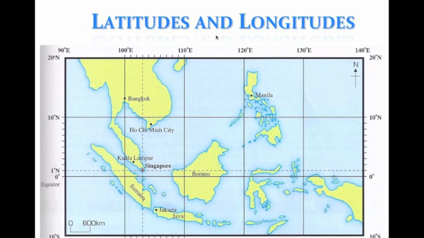Now let's do a short assessment. Are you able to use your newly acquired knowledge on latitudes and longitudes to mark the Asian cities shown here? Note, you should always read the latitude first before the longitude. For example, Singapore is 1 degrees north and 103 degrees east. That will give our location to your friends overseas.